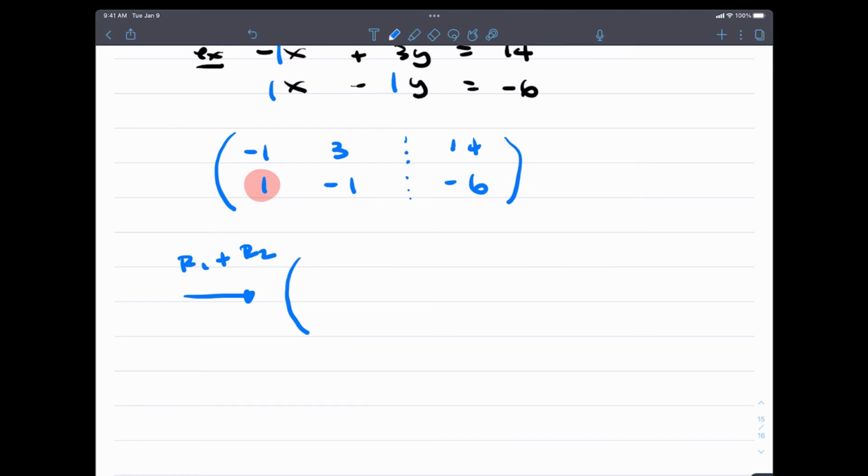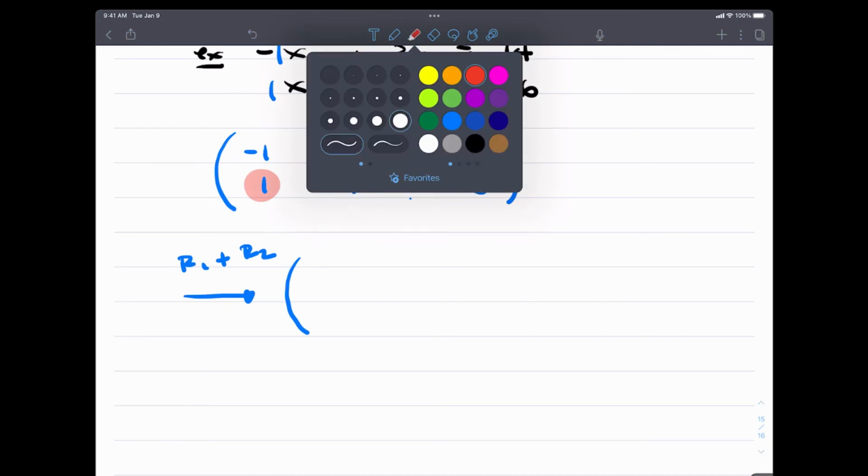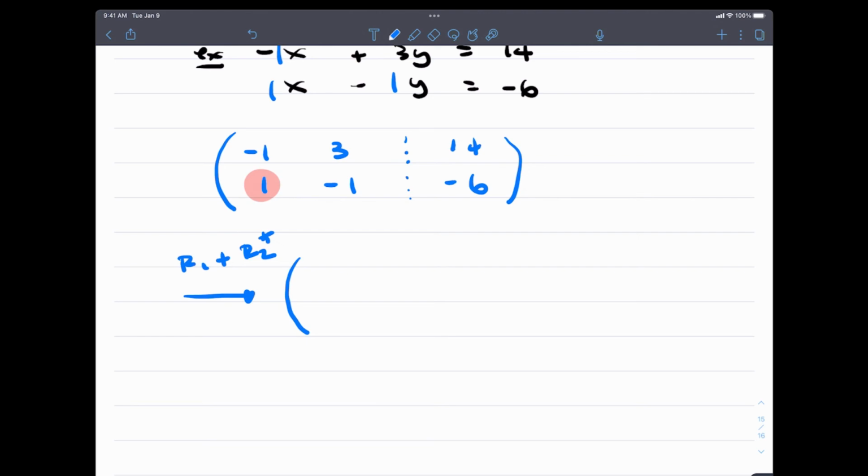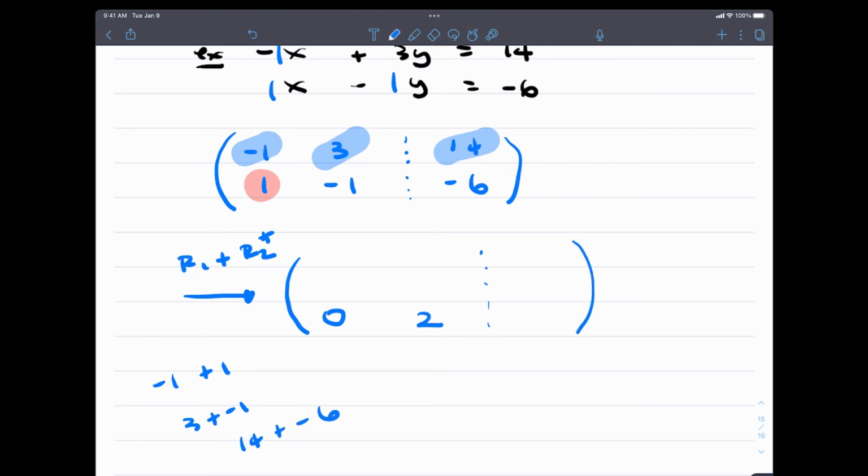Okay, ladies and gentlemen, let's do this here. You remember the scratch work. This is important. You're going to take row 1, add it to row 2. Yes, you get 0. That's the whole idea. You're going to take 3 plus negative 1. What does that give you? Isn't that 2? You can take 14 plus negative 6. What's 14 plus negative 6?